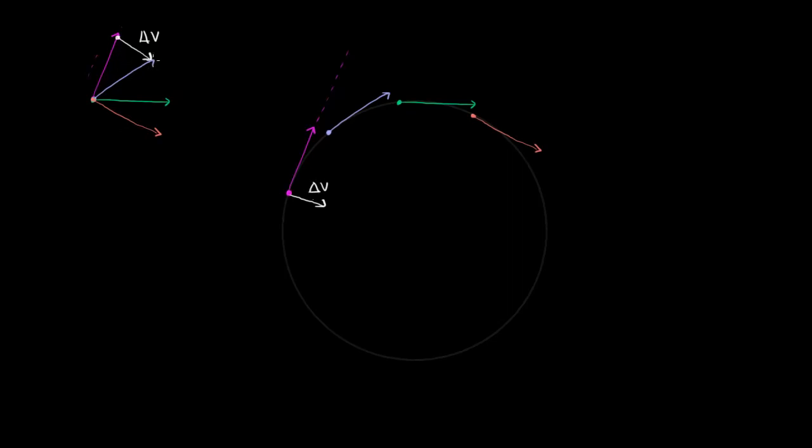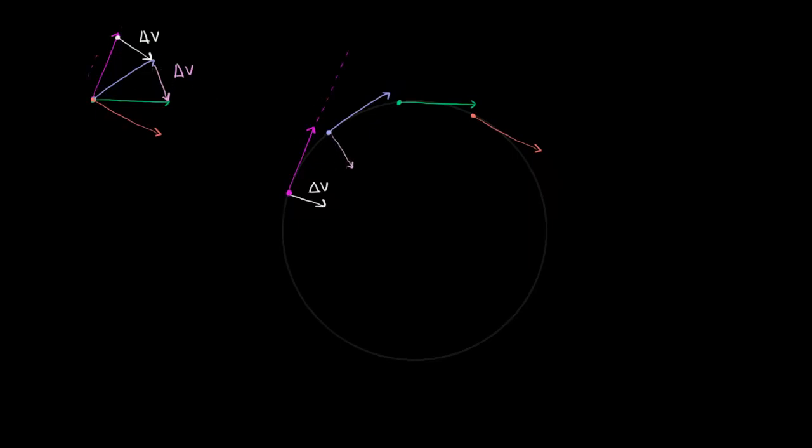Between this blue or purple period and this green period, our change in velocity would look like that. Change in velocity. So while it's traveling along this part of the arc, roughly it's the change in velocity. If we draw the vector starting at the object, it would look something like this. I'm just translating this vector to right over here.